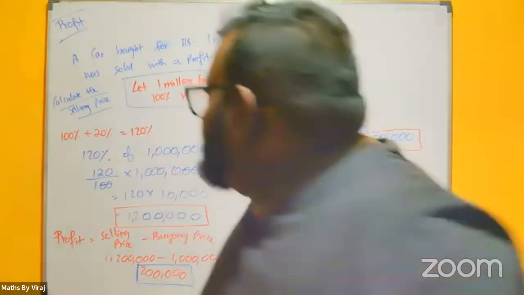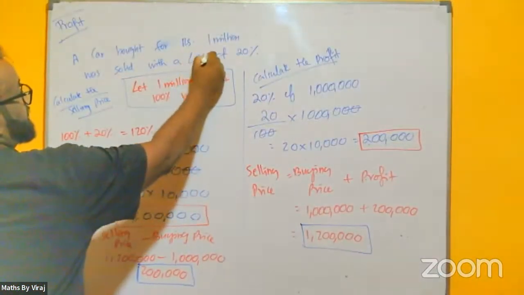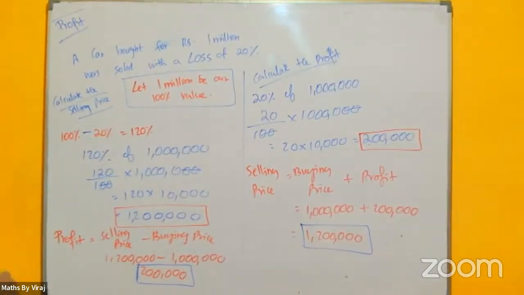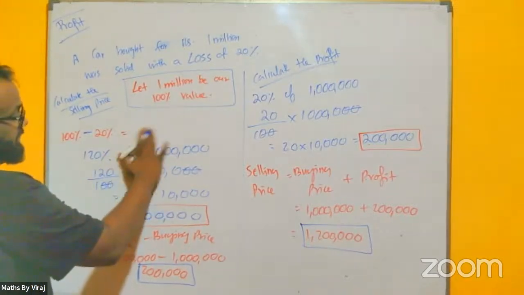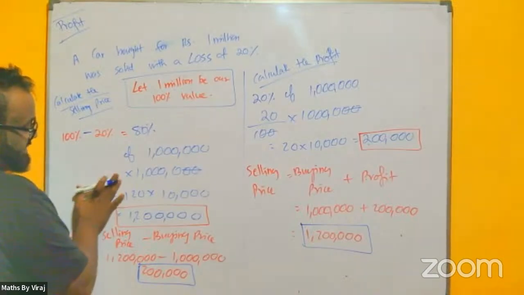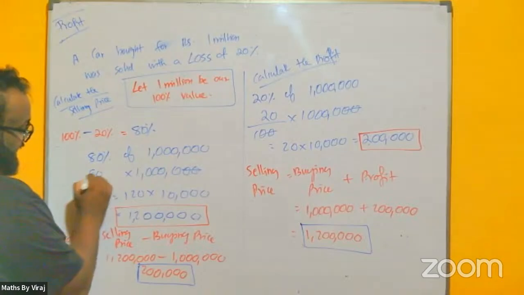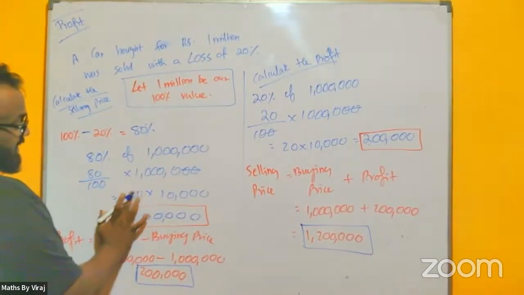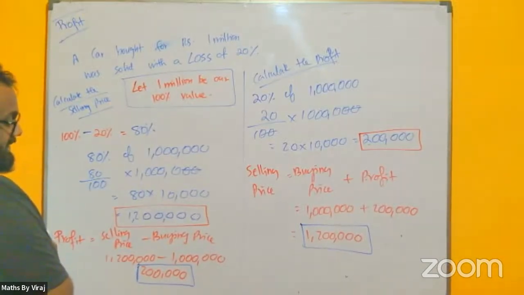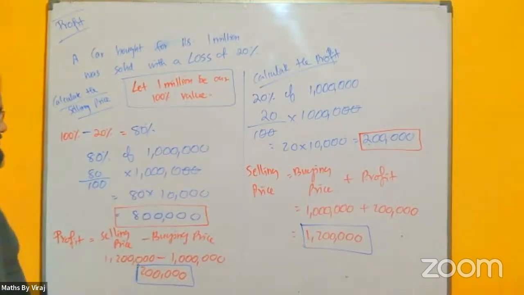Now let's talk about loss. What do we do now? From 100% we subtract 20%. That would be how much? 80%. Now is the calculation going to be as such? No. 80% is 80 over 100. Therefore, what is the answer now? Bought for 1 million, now selling it for 800,000.